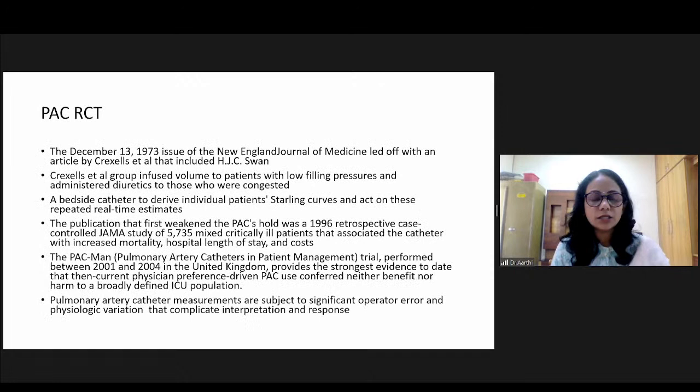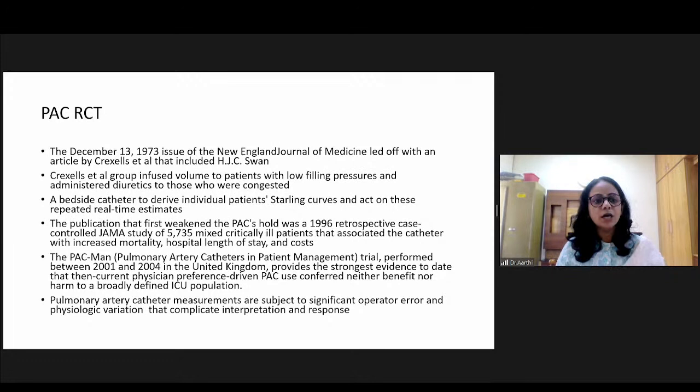So coming to certain insights about studies based on the PACs. Initially, the first study was done in 1973, which was published by Krexel, where they infused volumes to patients with low filling pressures and administered diuretics for those patients whose pulmonary artery wedge pressures were on the higher side. So they were able to reproduce the Frank Starling curve and act upon these repeated real-time estimates, where the pulmonary artery catheters came into clinical practice, where the anesthetists and critical care physicians were using more and more PACs.